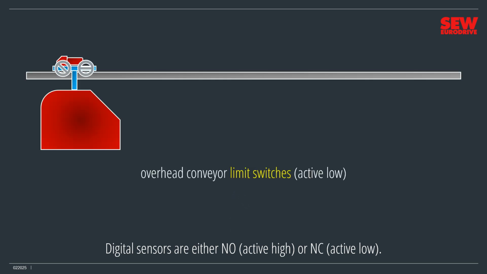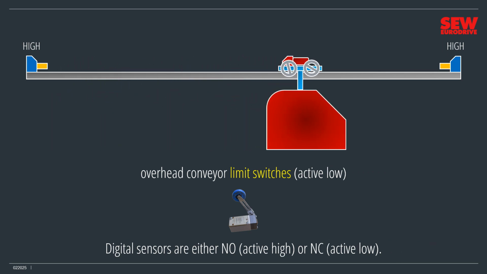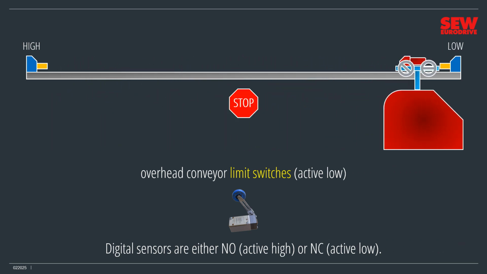This overhead conveyor moves car body panels to different stations. It includes two limit switches with active low outputs to prevent the travel drive from moving too close to the ends of the rail. Both switches are high because nothing is touching them. But if the travel drive moves too far and touches the right switch, it goes low, triggering an immediate stop.